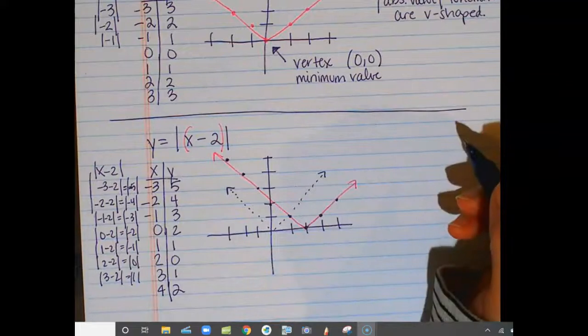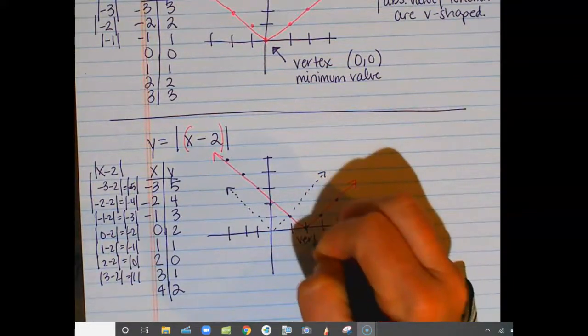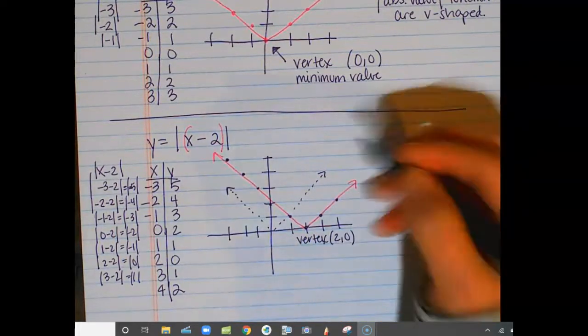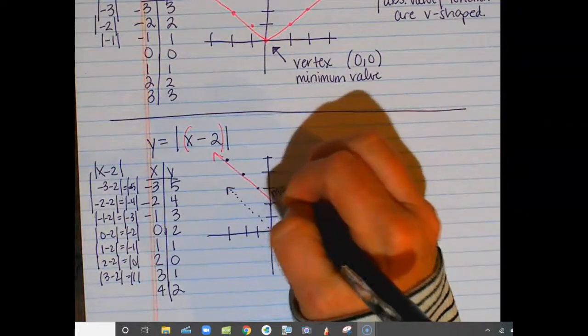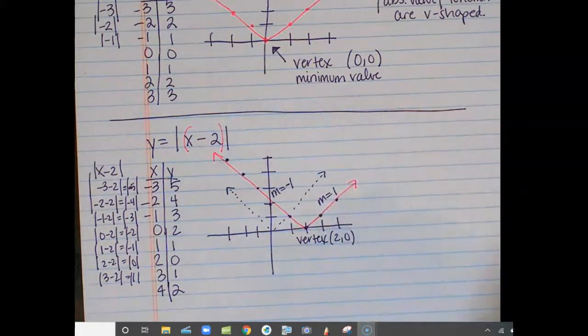It has the same shape, or it should. My new vertex is (2, 0). I still have a slope of 1 and a slope of -1. This is going down, this is going up. But I change by 1 every time, so it's the same.